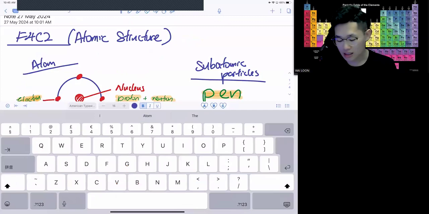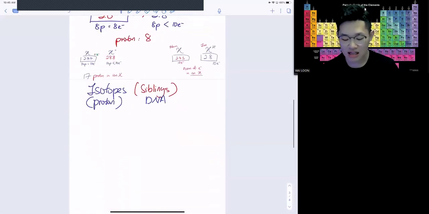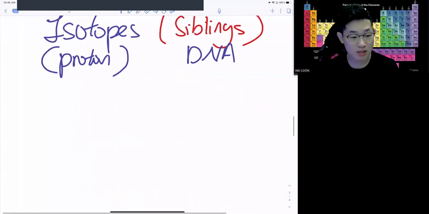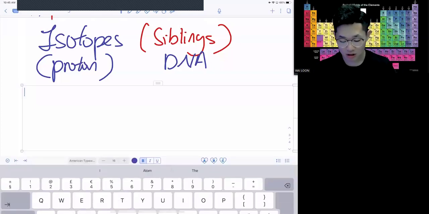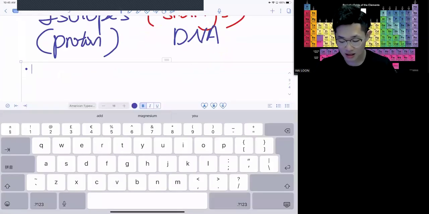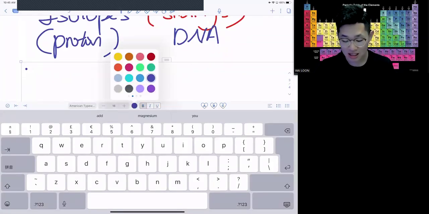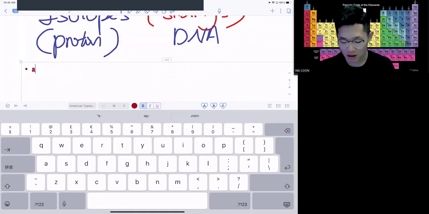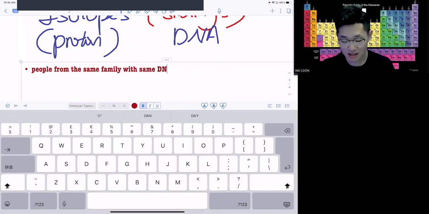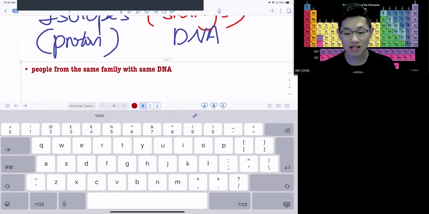When you are writing the definition for isotopes, we call them... if the siblings are people from the same family with the same DNA, let's say, this is how we understand siblings.